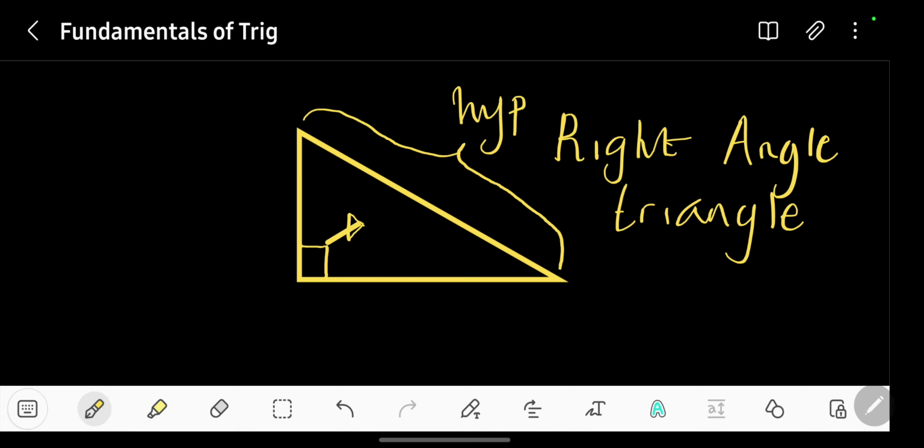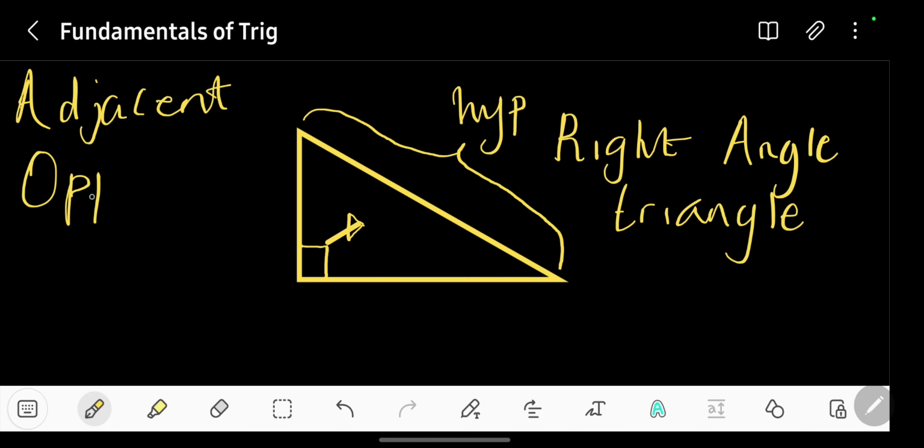But now we have other sides, which are the adjacent side and the opposite side. These two can always change, depending on your orientation, depending on where you are. Let's say that you are standing here.